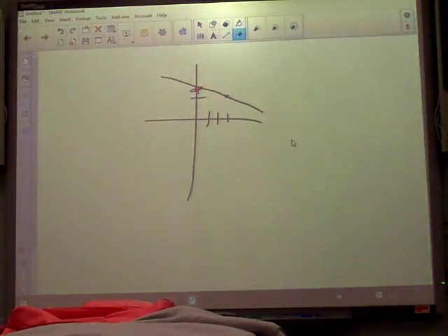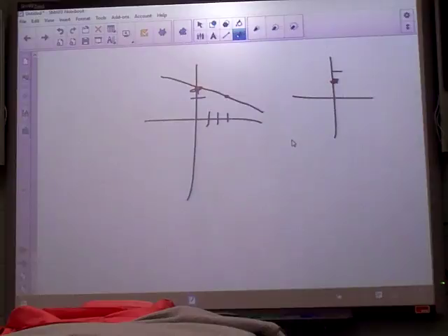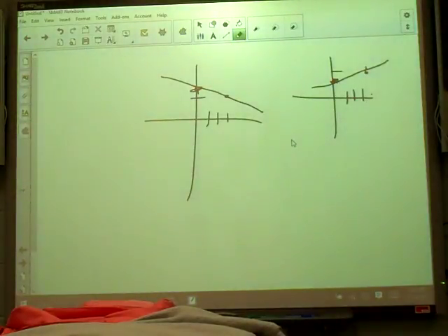And number 8. Number 8 goes through the point 0, 2. And it has a slope of 1/4, so it would rise 1 and run 4. So it should look like that. Number 8, what does that look like? D.